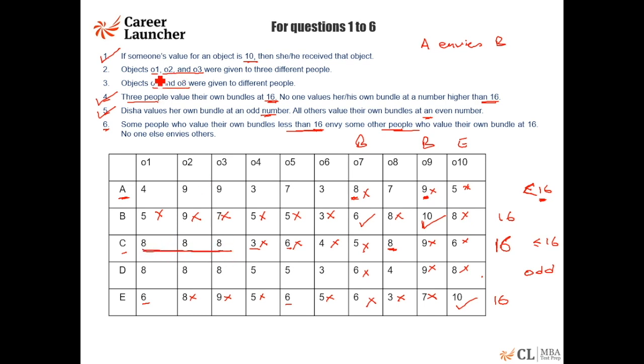Why? Because remember, between O1, O2, O3, a person gets only 1. You cannot get more than 1. These 3 are given to 3 different people. So this is going to be here, and that means this goes to Charles. If this goes to Charles, this is ruled out. Back to the questions.